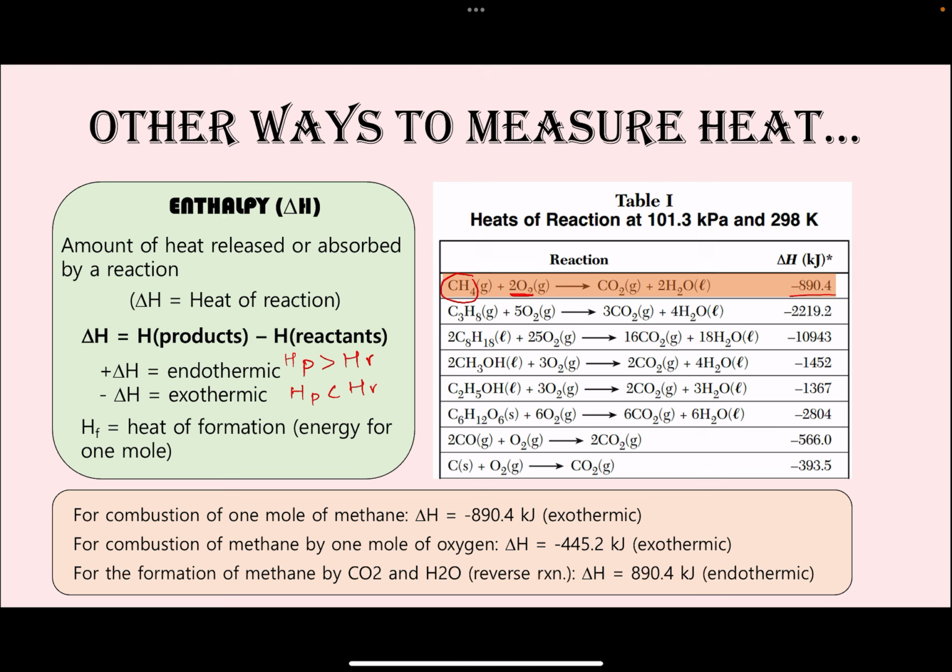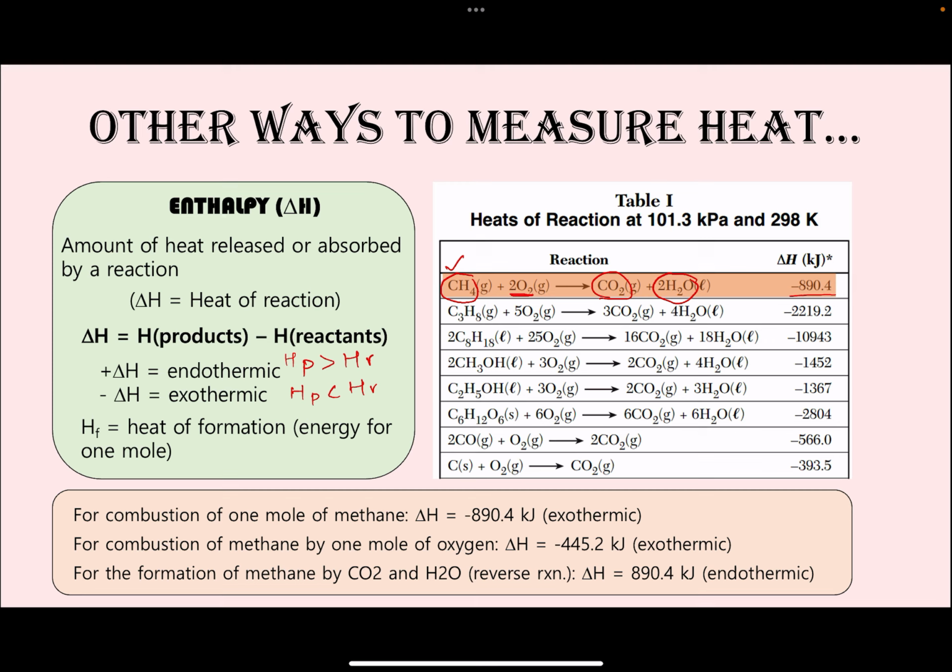What if I ask you to give me the heat of reaction for the formation of methane from carbon dioxide and H2O? What I'm asking here is, when I combine carbon dioxide and water to form methane, what will be the heat of reaction for that?